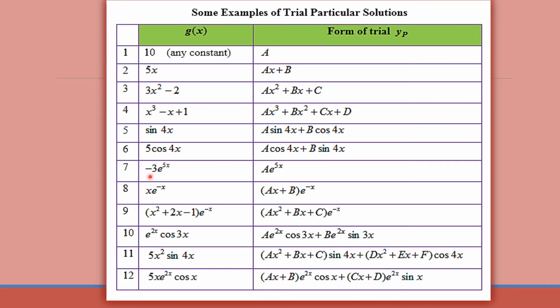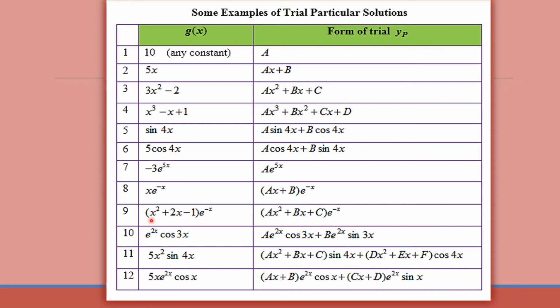In number 7, we have the example g(x) given by negative 3e to the 5x. This constant negative 3, or whatever constant that you have here, let's say the constant is 7. So whether it's negative 3 or 7, you just replace it by the coefficient A. And then this negative 3 is multiplied by e to the 5x, so you write Ae to the 5x. Number 8, we have a product of a linear function and an exponential function. So the form of the yp will look like this. We have a linear function ax plus b multiplied by the exponential function e to the negative x.